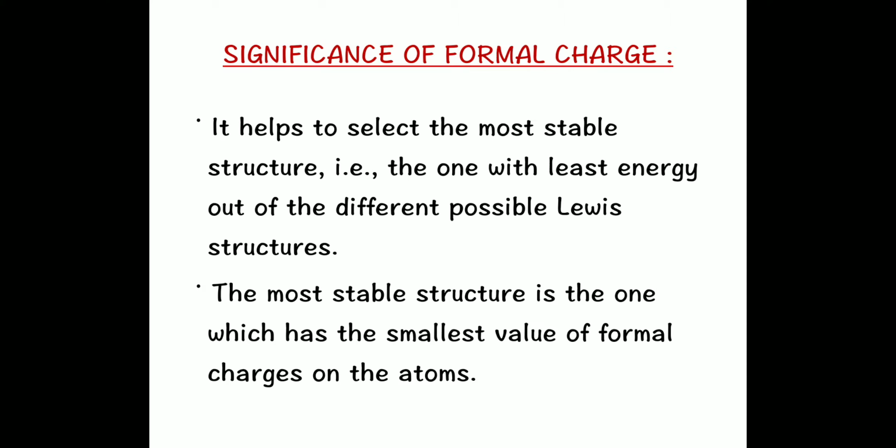It means if we have 2 or 3 possible Lewis structures, then that particular Lewis structure which has the lowest formal charge on all of the atoms will be the most stable one, and that structure will have the least amount of energy. So this is the importance of formal charge. We can find out the most stable structure with the help of formal charge.